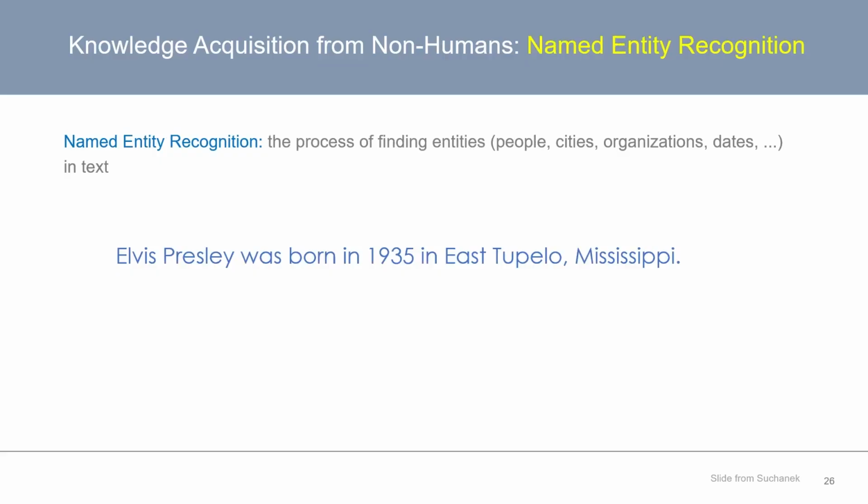On the last slide, we mentioned named entity recognition, which is the process of finding instances of entities, in other words, people, cities, organizations, dates, etc., in text. For example, we have this sentence: Elvis Presley was born in 1935 in East Tupelo, Mississippi. Named entity recognition focuses on extracting the informative entities in this natural language text, such as here the name Elvis Presley, the year 1935, the city East Tupelo, and the state Mississippi.